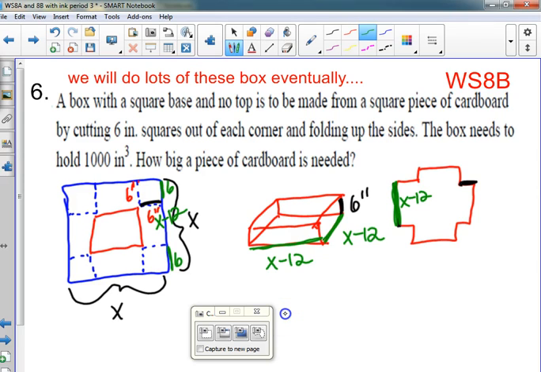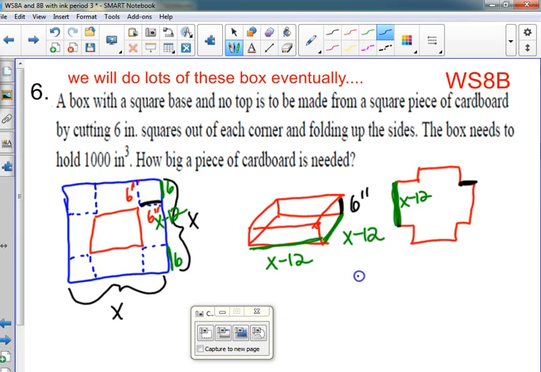Let's hold up the model again. If the whole thing before I trimmed it was X, I went in 6 this way and 6 this way. What's left here is the X minus those 2 6s, yes? Okay. How do we write volume?